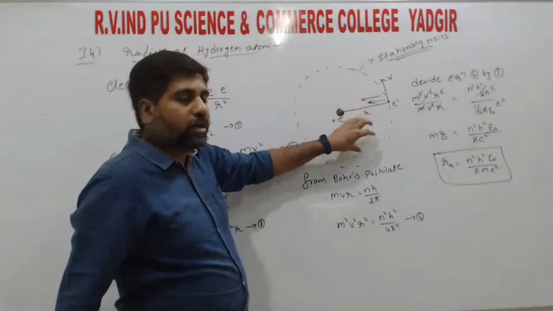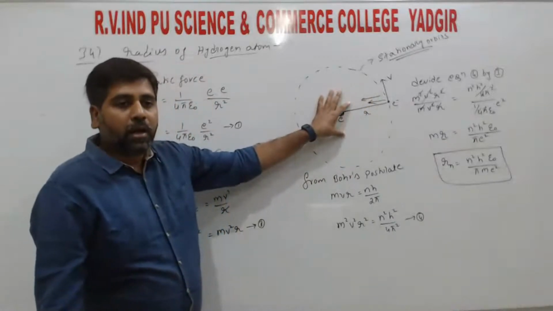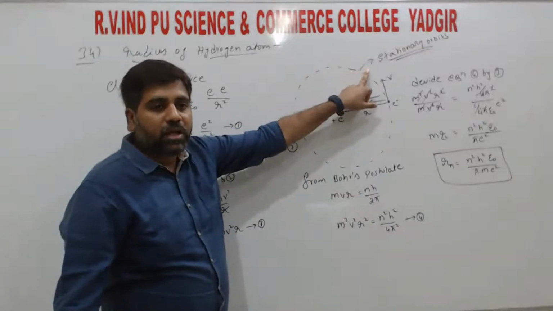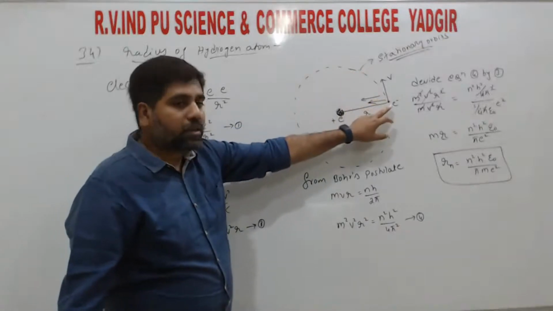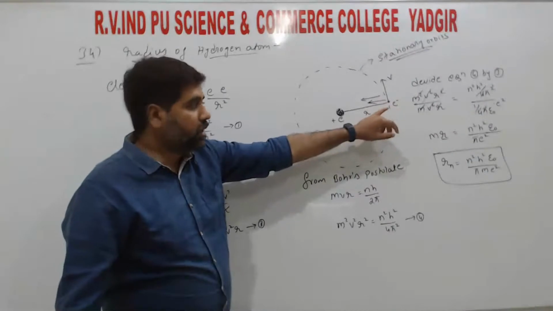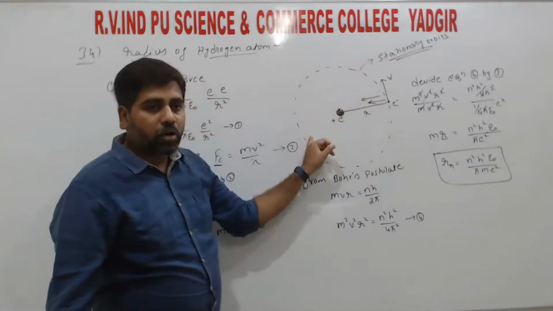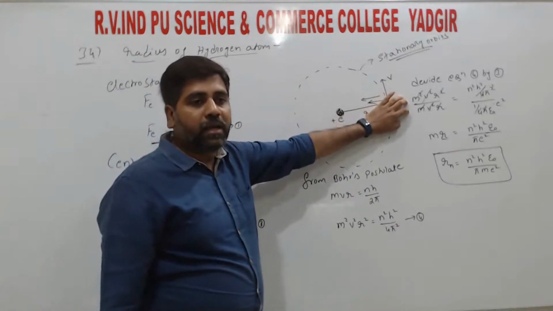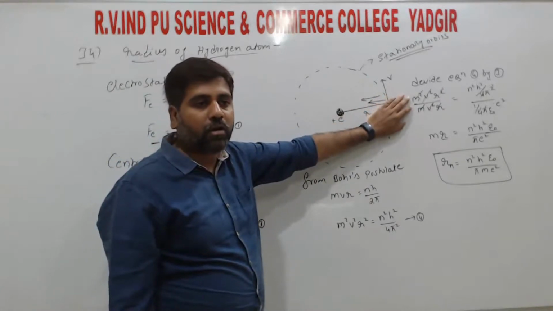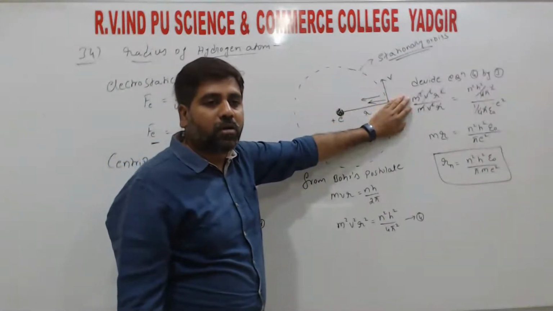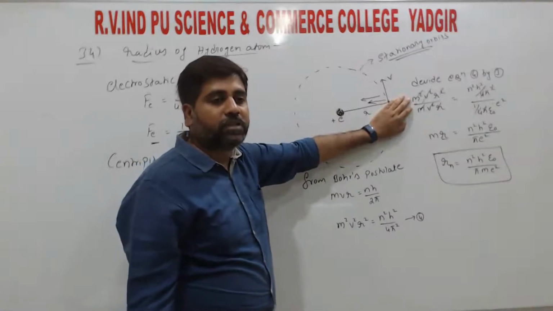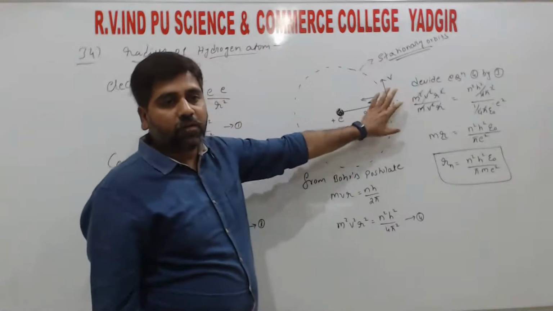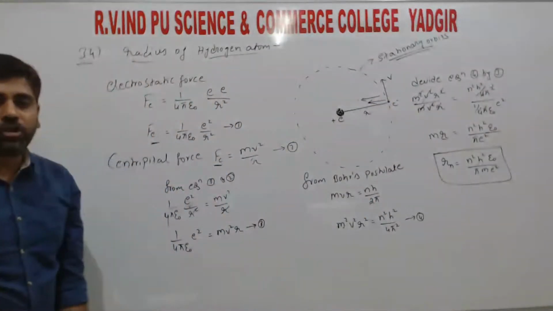The electrons revolve only in the permitted orbits, and such orbits we call stationary orbits, right? And one more point: the revolving electron does not radiate any energy. The electron revolving around the nucleus does not radiate any energy, that means it will not give off any radiation. So that is the first Bohr's postulate.